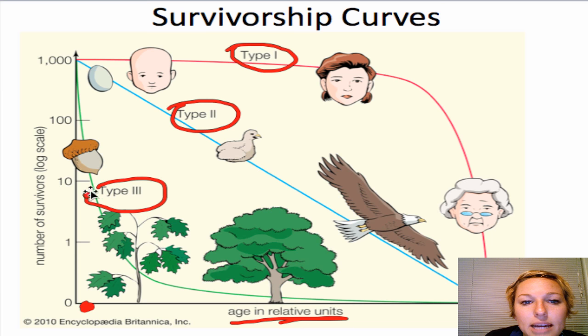And typically those with a type 3 survivorship curve are r-selected, and those with a type 1 survivorship curve are K-selected. All right, and that concludes our video on life history strategies.